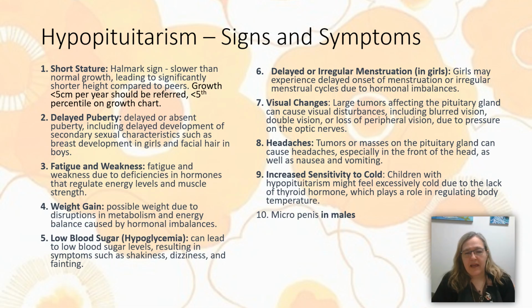And then another sign is increased sensitivity to cold. So children with hypopituitarianism usually feel excessively cold due to a lack of thyroid hormone, which is important in regulating body temperature. And a sign in boys is also micropenis. So those are important signs to be on the lookout for.